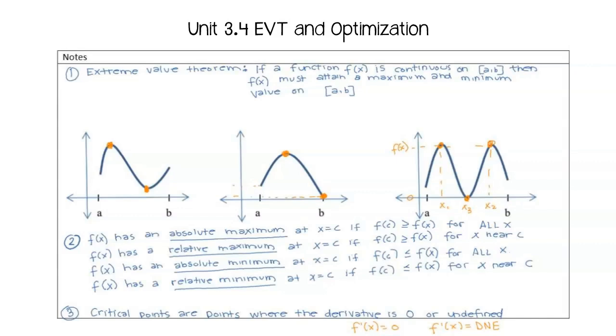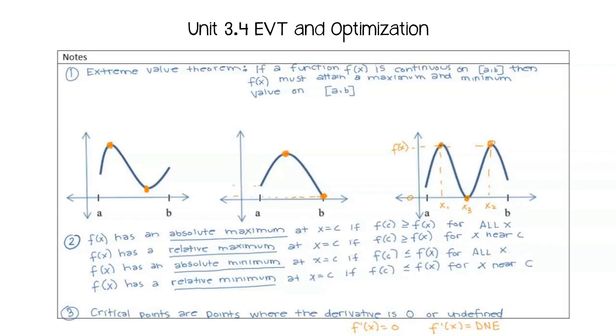have a function f of x and it is continuous over an interval, then it must have a maximum and a minimum value on that interval. We also looked at several graphical examples in which we had minimums and maximums.